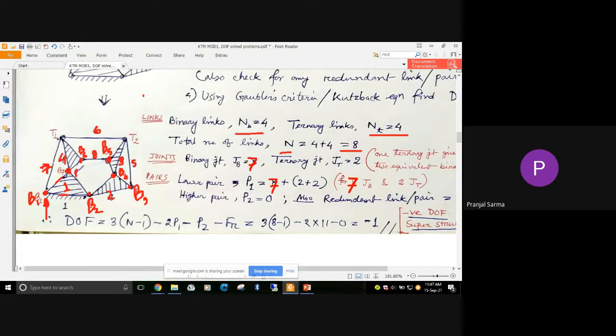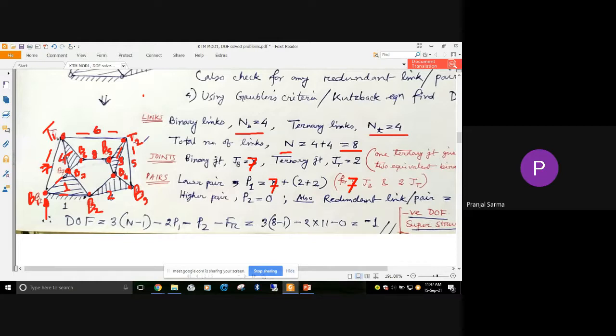Okay, so it is the seventh binary join, and these two joins are remaining, this and this. If you look here, link number 7, link number 4, and link number 6 are joined here. So three links are joined here, so it becomes a ternary join, the first ternary join. Similar is the case in this particular joint. Link number 6, link number 5, and link number 3 are joined here. So that is the second ternary join.